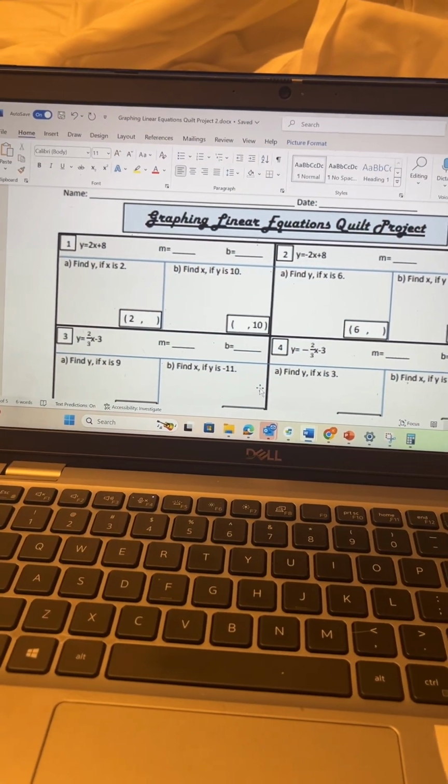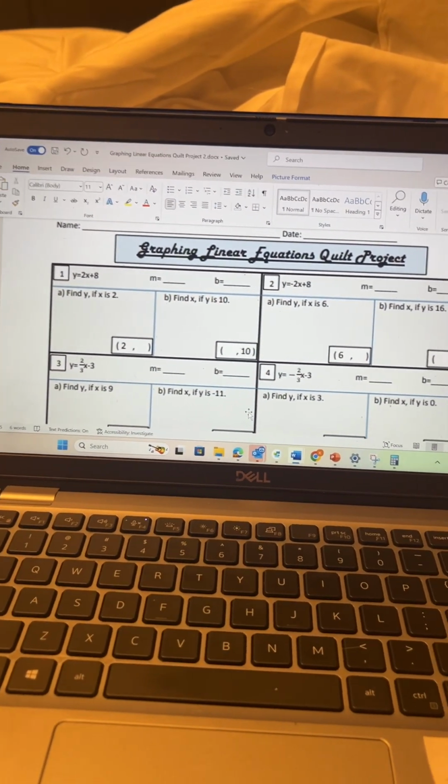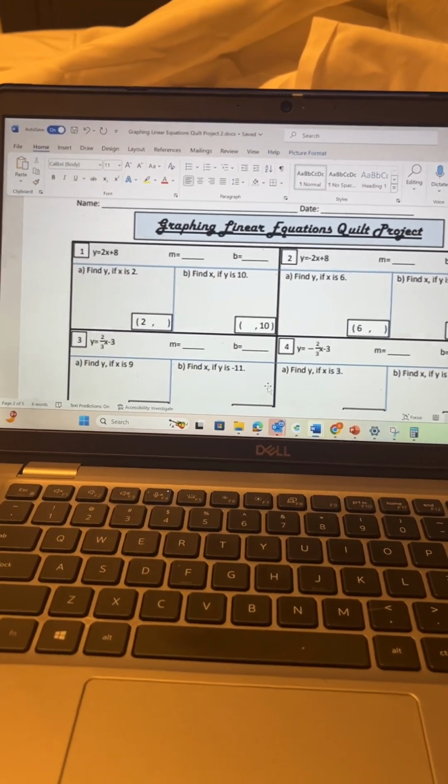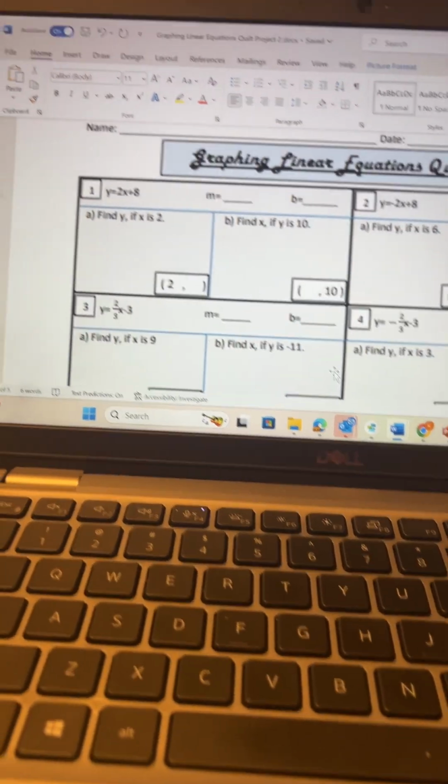Alright guys, I'm going to try my best to help you out with this project. This is all stuff that we've done before. I think you guys are just overthinking it, overcomplicating it, okay?